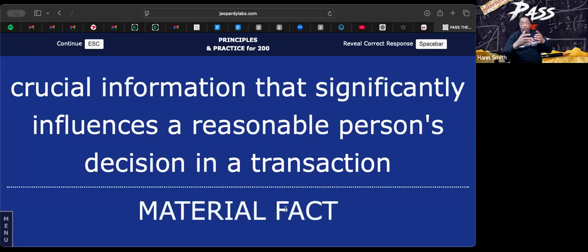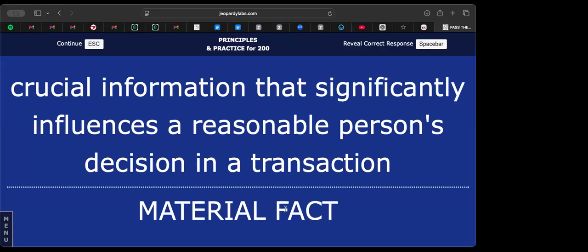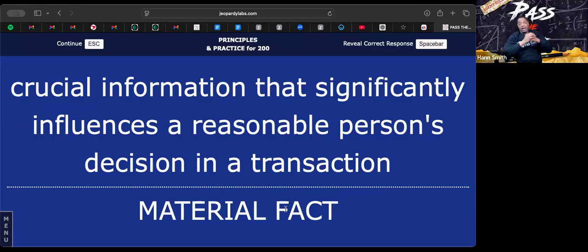The patent and latent defects are defects where one is hidden and one is obvious. Those could be material facts if not disclosed. Both of them could be. The reason that I remember if it's latent or patent is that latent is closer to H, and H means hidden. Patent is closer to O, and O means obvious. So that's how I remember those.